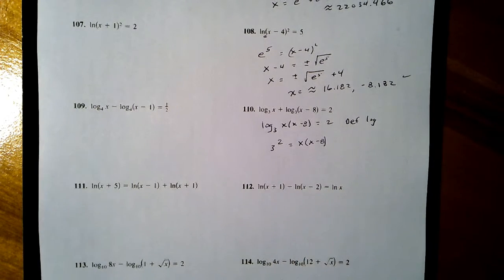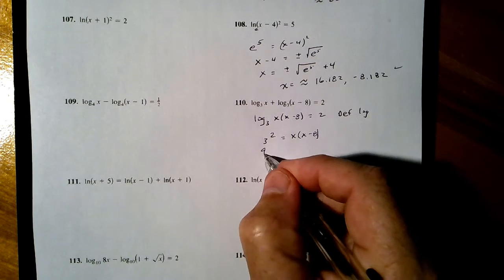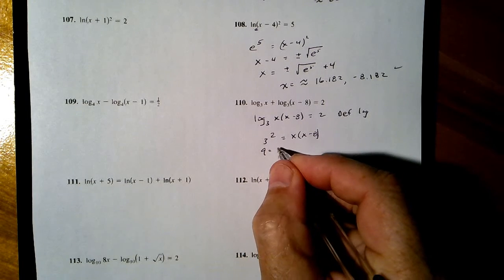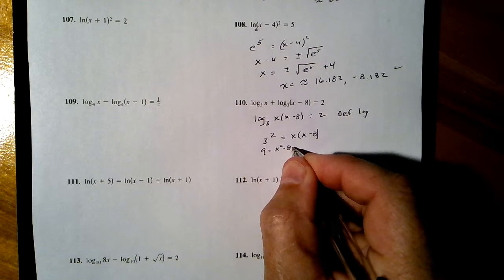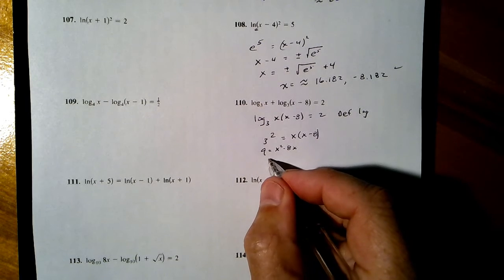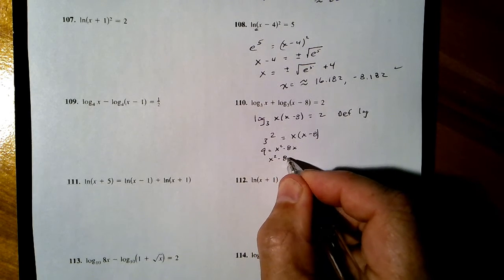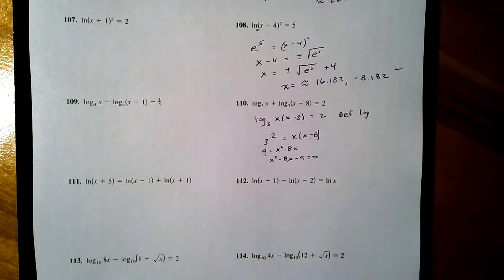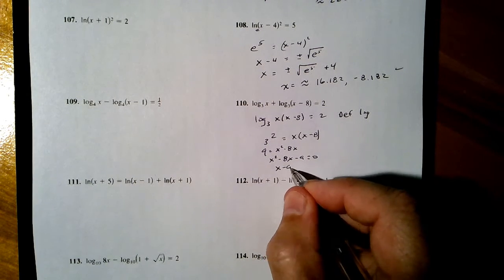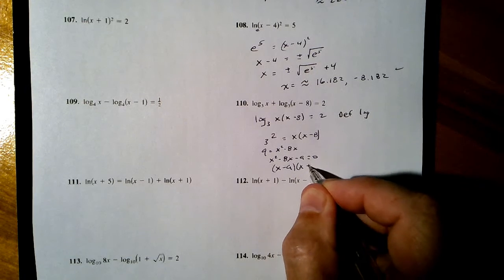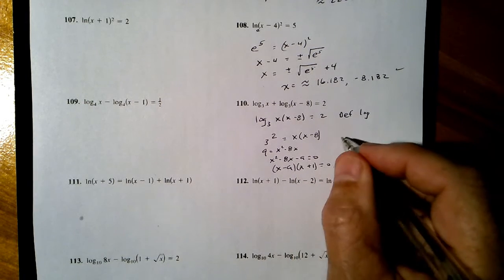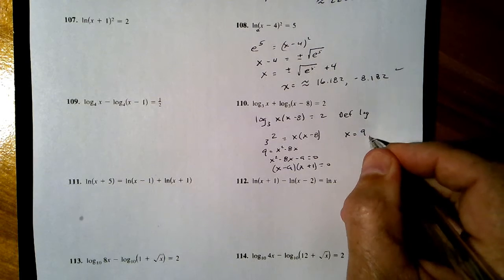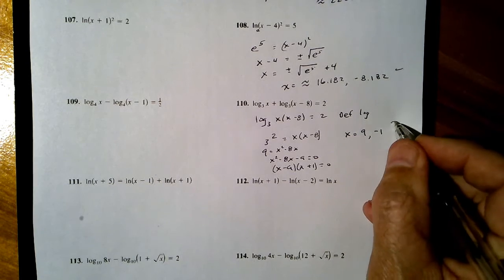Now we got some algebra here. That's 9 is x squared minus 8x. That's x squared minus 8x minus 9 equals 0. That's x minus 9 times x plus 1, factored, equals 0. And x wants to be 9 or negative 1.